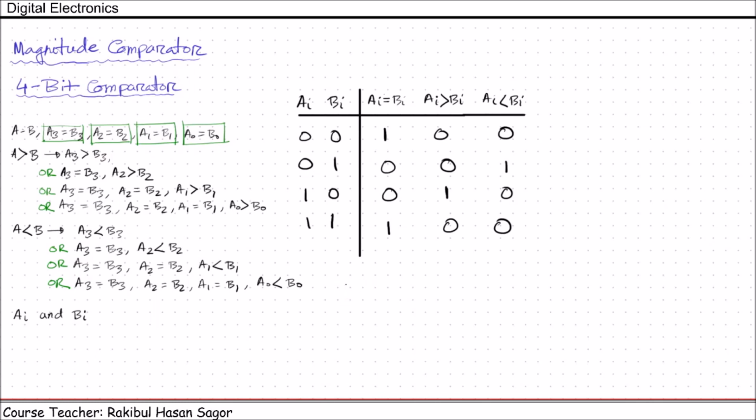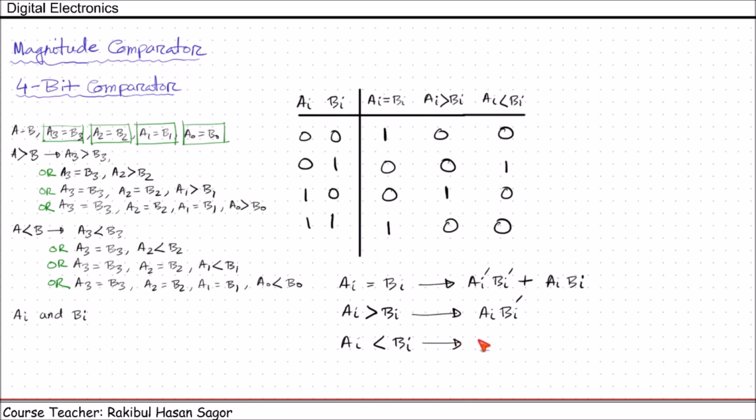We can say AI is equal to BI. This condition will be fulfilled when we have AI prime BI prime, or AI BI. From this truth table, we can get it. And AI is greater than BI. This condition will be fulfilled when we have AI BI prime. And AI is less than BI. This condition will be fulfilled when we have AI prime BI. So these are the general equations you need to remember.